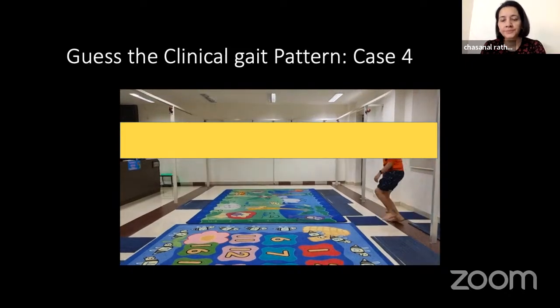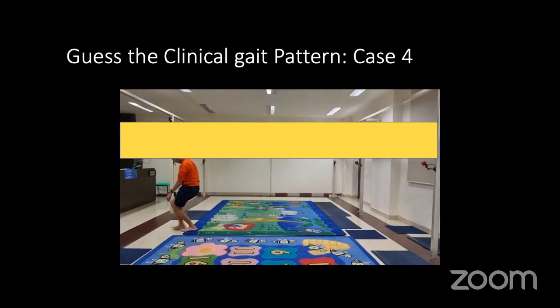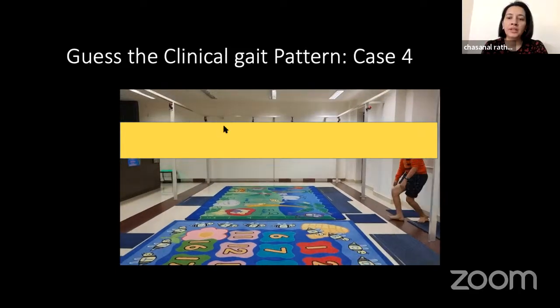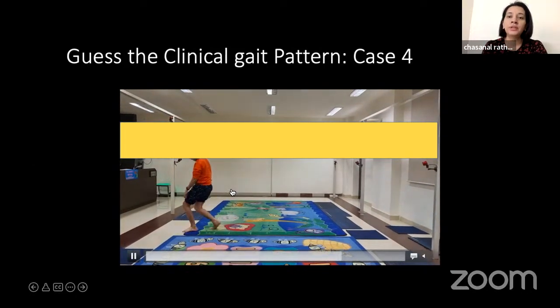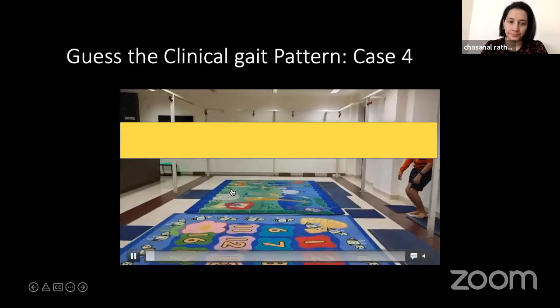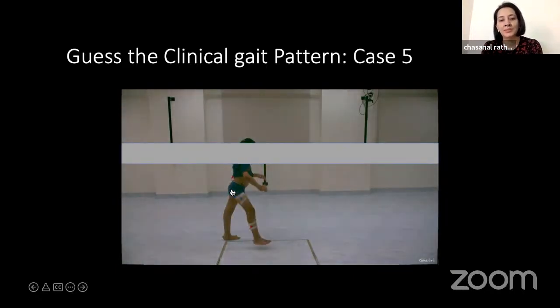Now this one. So he's a diplegic. It's crouch gait. It's a crouch gait, yeah. So you see that the ankle is now in dorsiflexion, the knees are flexed, and also the hips are flexed.